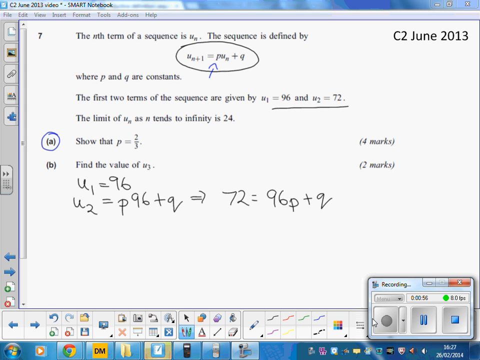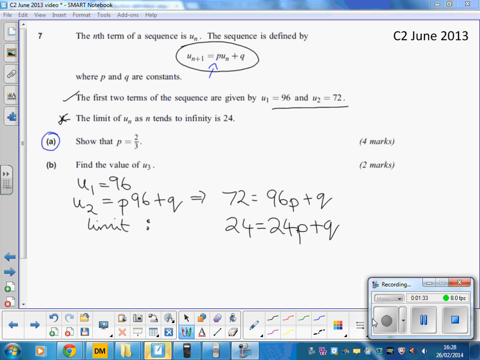Now there's one formula, but we've got two unknowns, so we're going to need another one. I've used this piece of information, so that must mean I'm going to be using the information on the limit. Now, when you get a limit of a sequence like this, that means the next term is exactly the same as the previous term. So when we get to the limit, then U(n+1) must be 24, and that will be exactly the same as Un, the previous term. That would also be 24.